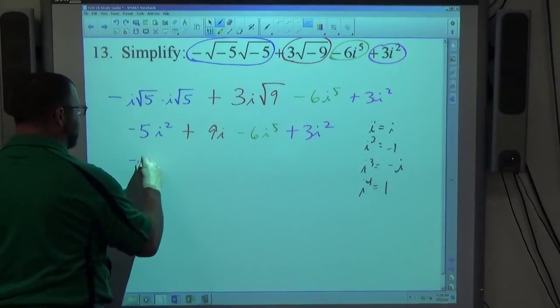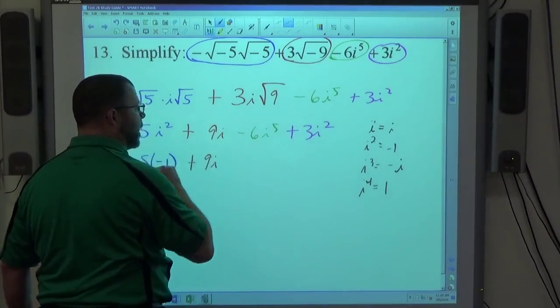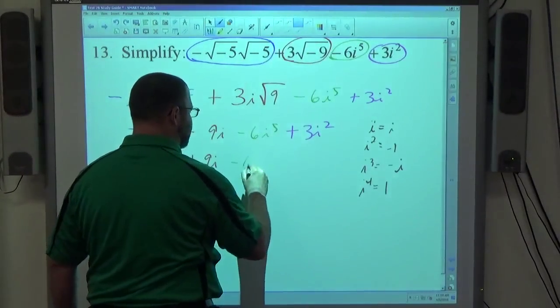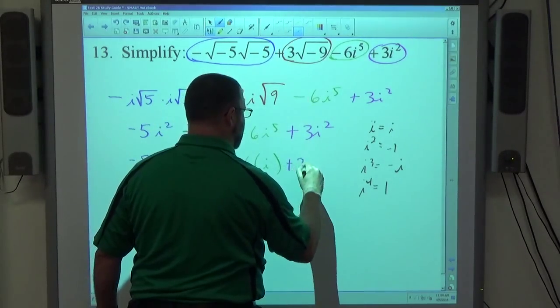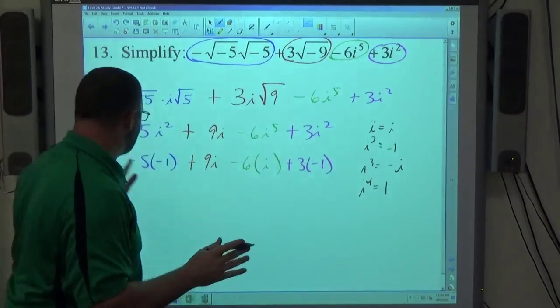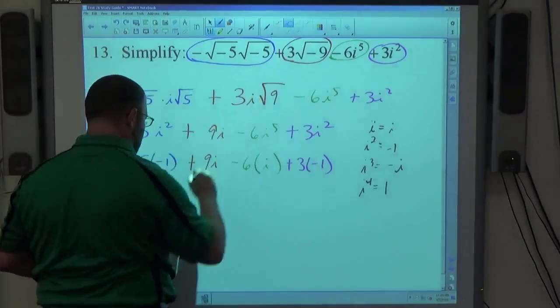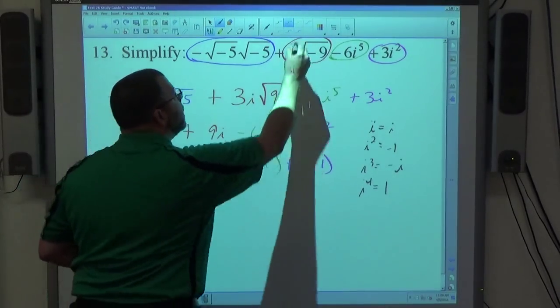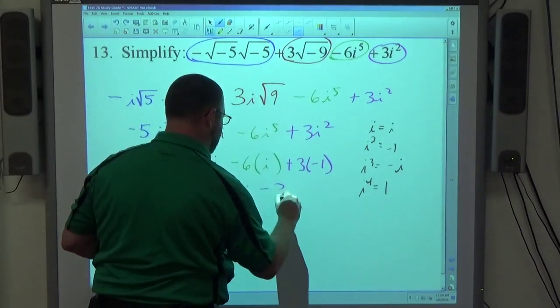So negative 5i squared is just negative 5 times negative 1. 9i again is behaving itself, it gets to be 9i. 6i to the fifth is 6i to the first. And 3i squared is 3 times negative 1. At this point, if I simplify each object as much as I possibly can, negative 5 and negative 1 make positive 5. Plus 9i minus 6i minus 3.